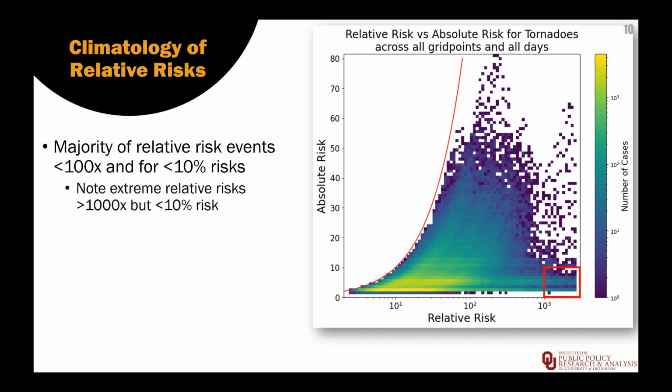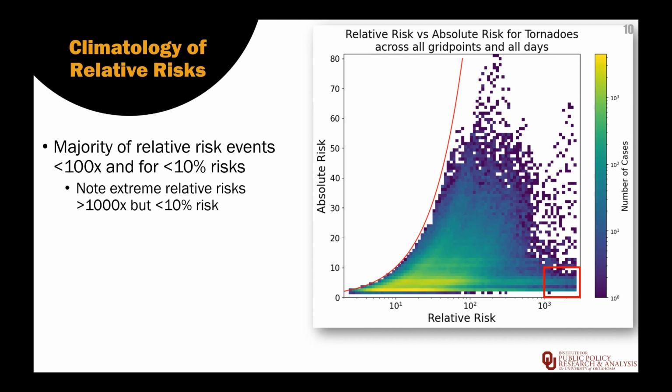Note, however, that there's a lot of extreme relative risk cases. You see all these little purple boxes up here. That means that there's just one event or one grid space where you had that pairing of values. Down here, we're getting some of those yellower colors, which are getting into a higher number of cases. So we're seeing a lot of extreme relative risk values greater than 1,000 times more likely than normal, even though the absolute risk is still less than 10%.